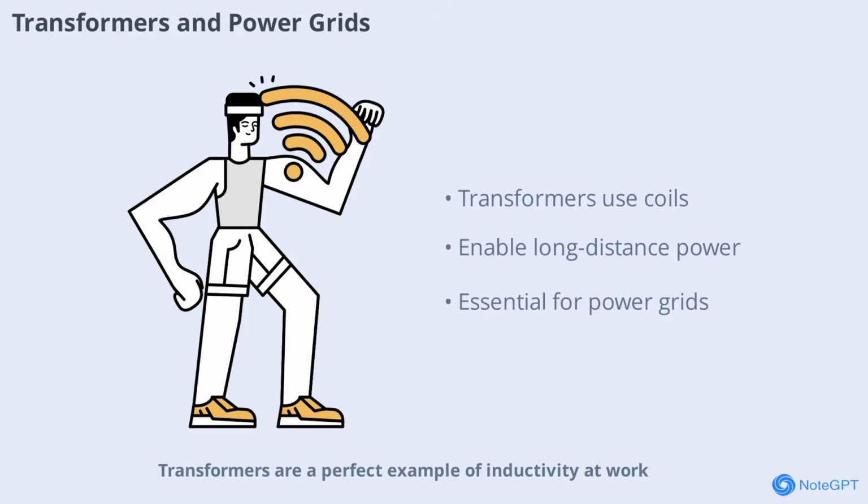Transformers are a perfect example of inductivity at work. They use coils to transfer energy between circuits through magnetic fields, allowing electricity to be transmitted over long distances efficiently. Without inductivity, our power grids wouldn't be able to deliver electricity from power plants to homes and businesses. Transformers step up the voltage for transmission and step it down for safe use, all thanks to the principles of inductivity. This technology is a backbone of modern civilization.